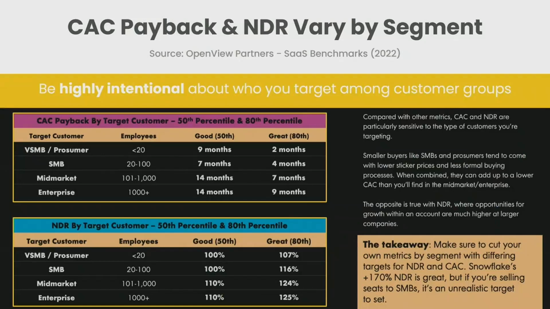Now, highly intentional instances of who we target is probably the most important thing, I think, among a group like this to talk about. So you can see all the different breakdowns for how metrics look as benchmarks based on the customer segment size.